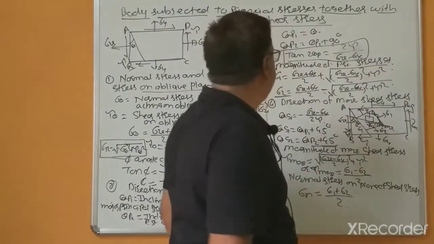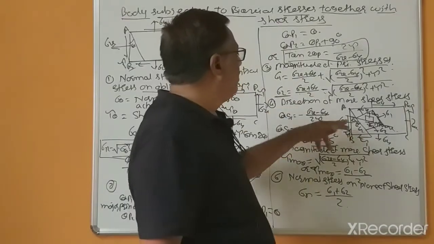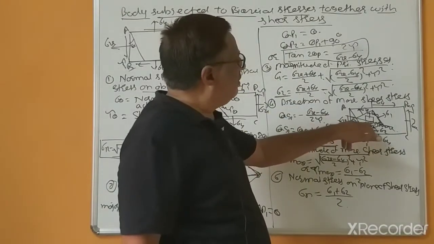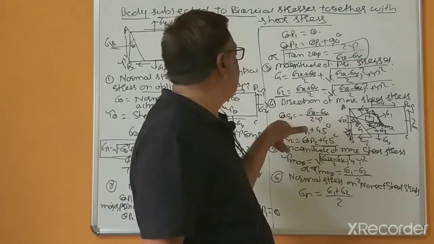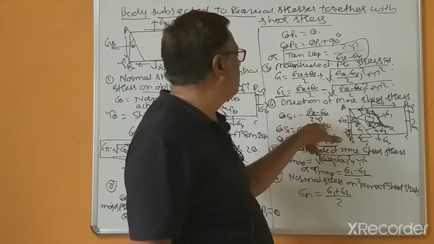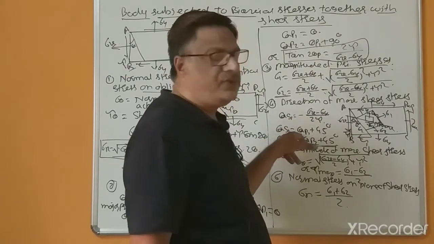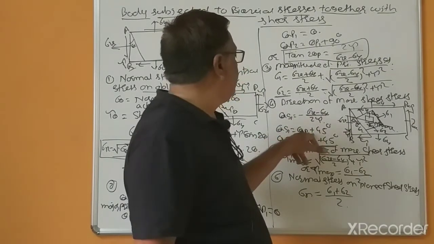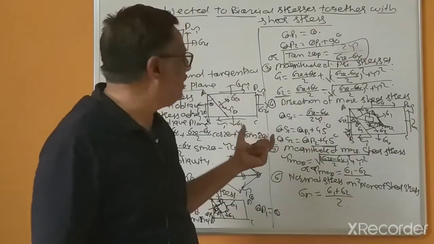Fourth, the directions of the maximum shear stress, because this is the maximum shear stress and this plane is the maximum shear stress plane. So theta s1 equal to sigma x minus sigma y divided by 2 tau, but this is negative. Otherwise, if you know theta p1, only add 45 degrees. So you can calculate the inclination of the maximum shear stress.